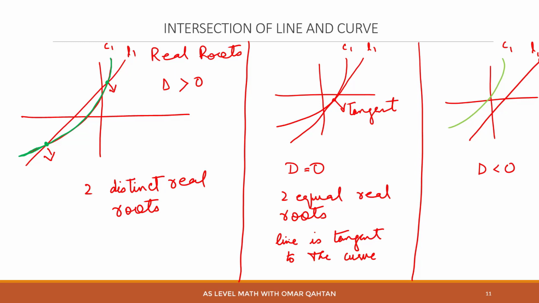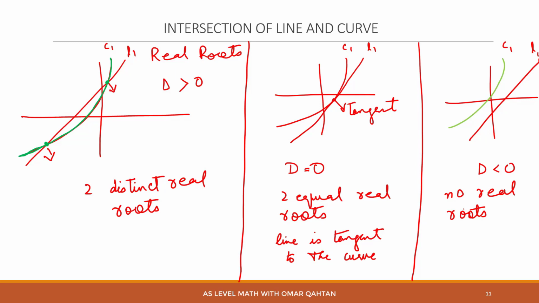Now in the third one, the curve is not even intersecting or meeting the line. So that's why we have discriminant less than 0. This is the condition for no real roots, because there is no common point between the line and the curve.